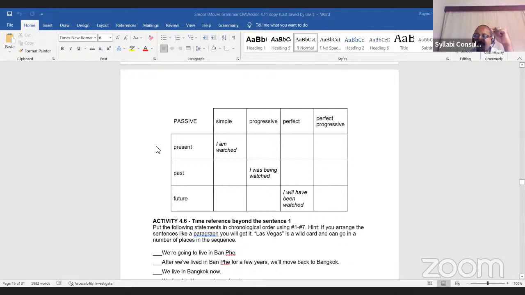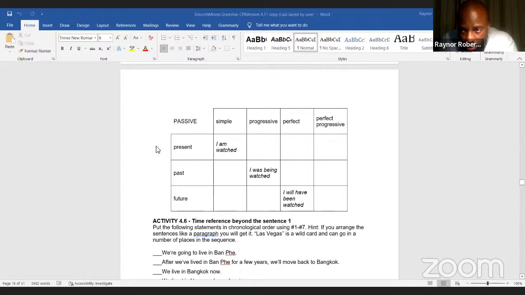Now, passive voice can be when the actor is implied. So look here. I am watched. Who is I am what is that person watching themselves? No. Somebody's watching. So in the sentence, the actor is not present. So we call that the passive voice.